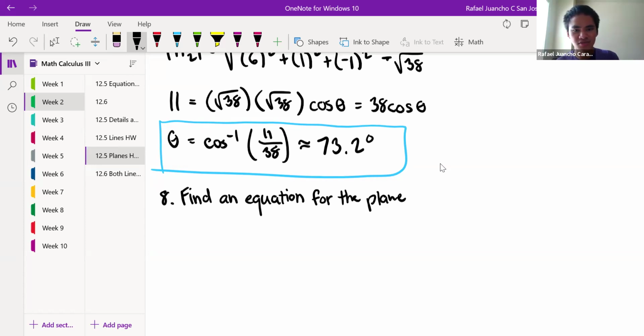And this plane has points. Look at that.